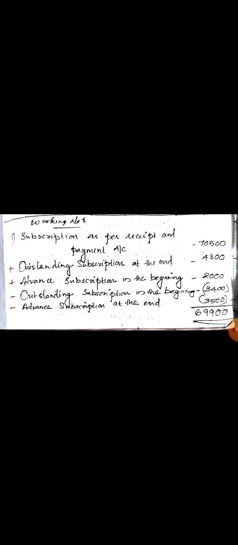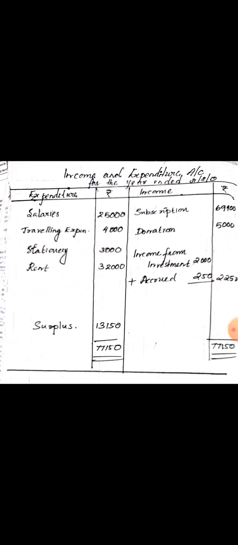Plus outstanding subscription at the end 4,300. Plus advance subscription in the beginning 2,000. Less outstanding subscription in the beginning 3,400. Less advance subscription at the end 3,500. Amount after adjustment 69,900 is the subscription to be credited to income and expenditure account. Income and expenditure account, credit side, subscription 69,900.